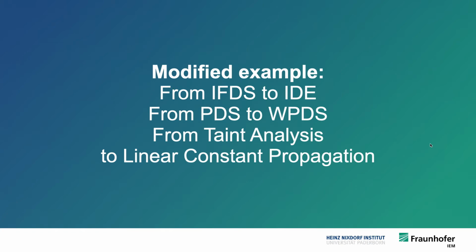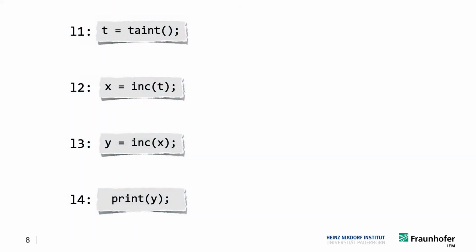So welcome back, and now let's take a look at this modified example that shows us how we can move from pushdown systems to weighted pushdown systems. I'll be explaining that by modifying the taint analysis example that we saw earlier into an example that conducts a linear constant propagation.